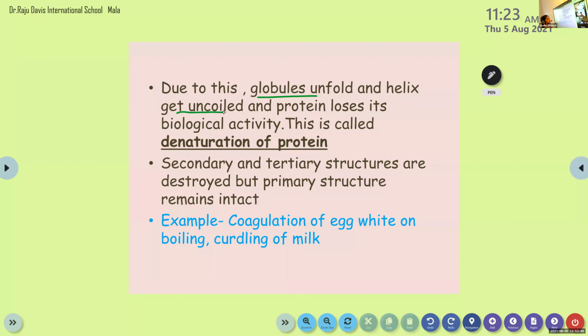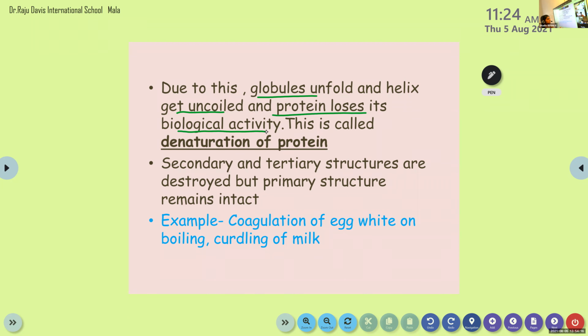We learned two types of proteins, fibrous protein and globular protein. In the case of globular protein, the globules unfold. From primary to secondary structure, the polypeptide chains fold, and in tertiary structure, it folds again. So when the hydrogen bond breaks, it starts to unfold or uncoil, and the protein loses its biological activity.